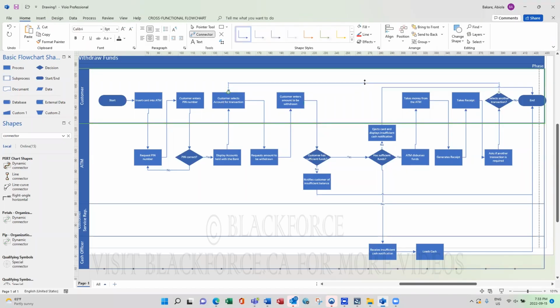Oh, that's the arrow that I was looking for that I couldn't find the other time. This black arrow gives you the ability to move this up and down. Okay, so this is a yes. But if the customer selects no, the process ends. If the ATM has insufficient funds, it sends a notification to the cash officer. Cash officer loads cash and it ends. This map looks ugly to me, but we've captured all the steps that happen in withdraw funds.